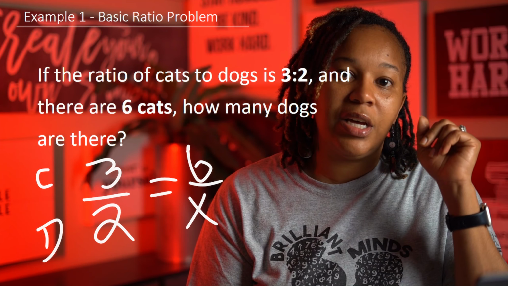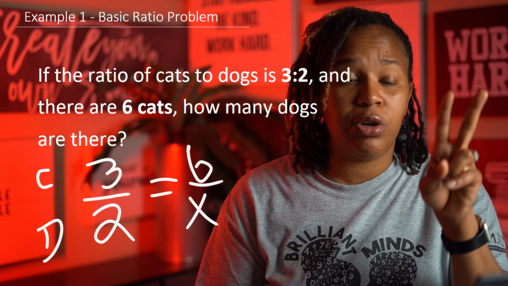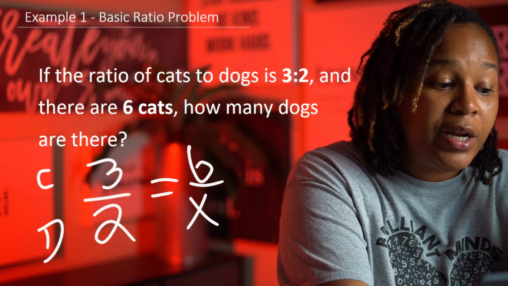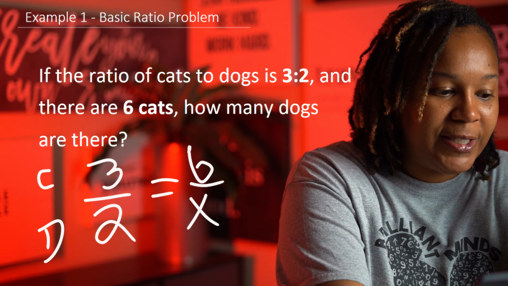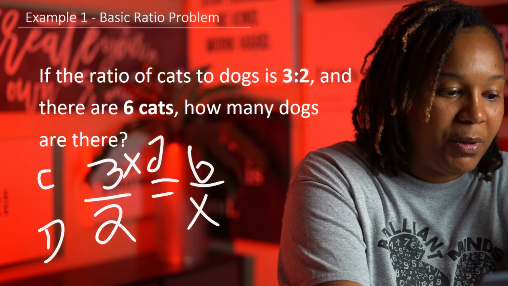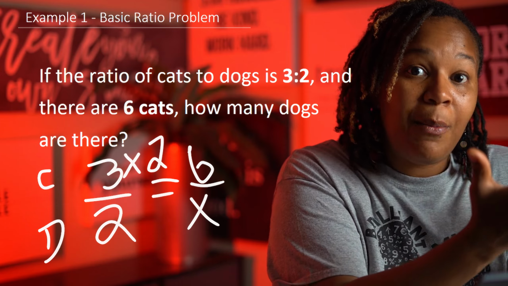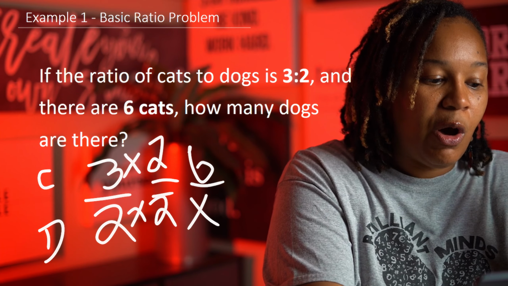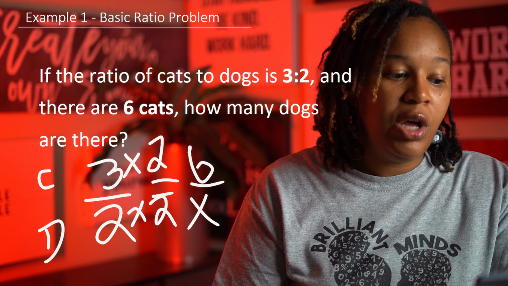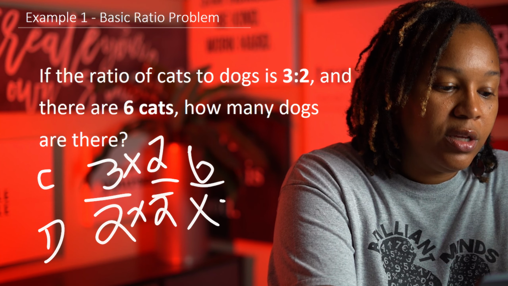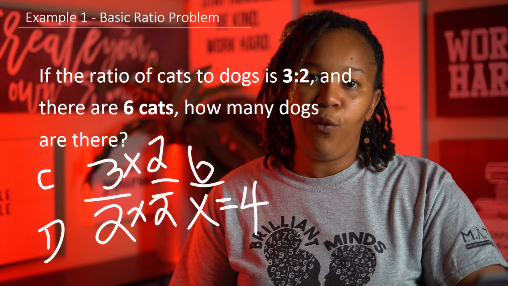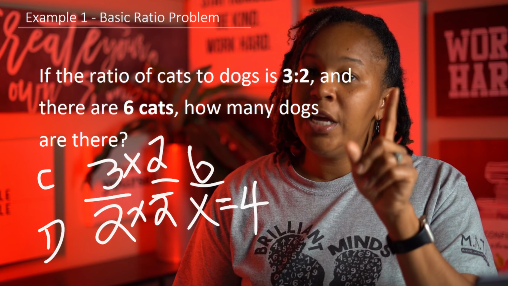There are more than 2 ways I can solve this, but I'm going to show you 2. The first one is I could go across and say, what do I need to multiply 3 by to get to 6? Well, I need to multiply 3 by 2. Whatever I multiply the top by, I also have to multiply the bottom by. So I will multiply the bottom by 2 as well. 2 times 2 is 4. So that unknown in the bottom, X, is equal to 4, which means there will be 4 dogs. That's one way to solve that ratio.